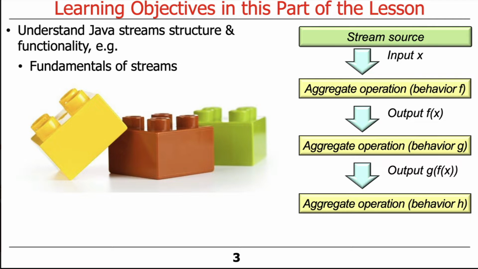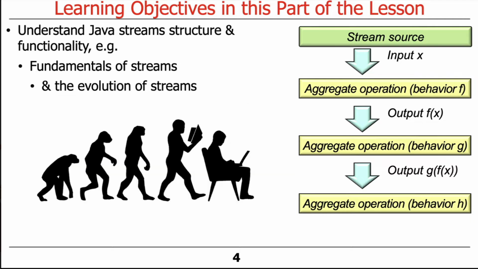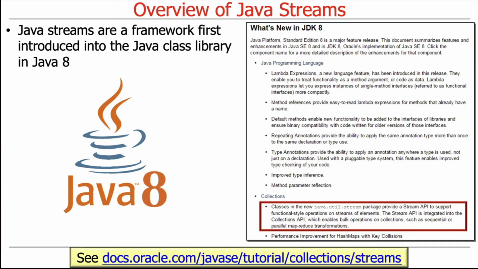We'll begin with an overview of the fundamentals of streams, and then we'll talk about the evolution of streams as well. So, first of all, what are streams and where do they come from? Well, they're a framework that provides for functional composition of processing behaviors that were first introduced into the Java class library in Java 8. And this came along in 2014.